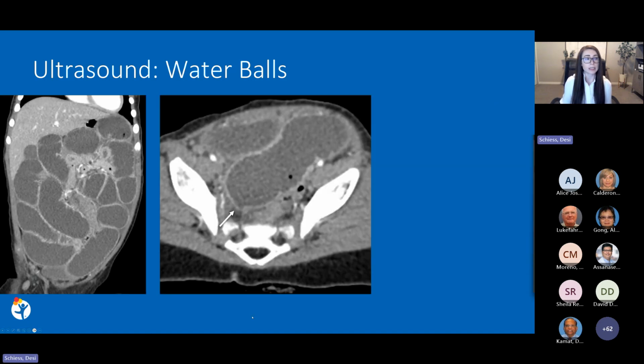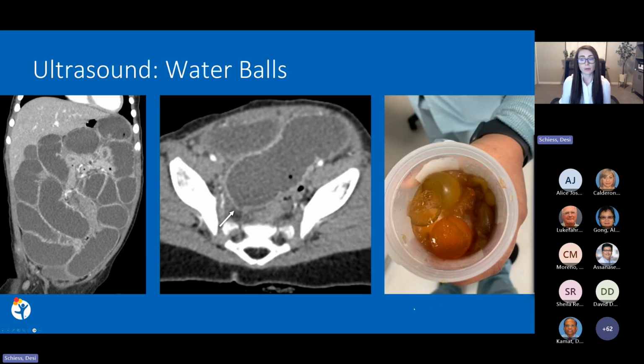The patient underwent a CT that showed small bowel obstruction with a transition point in the pelvis, but the water balls themselves are invisible on CT due to being the same density as the adjacent enteric contents. Here is what was removed from this patient in the operating room.